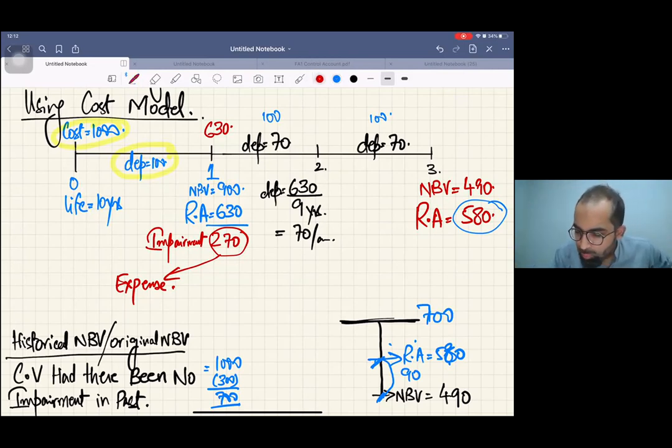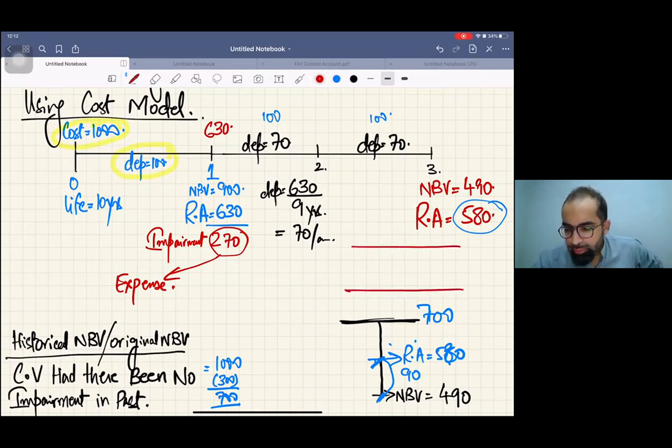And what will be the entry of this reversal? From 490 to 580, it's a 90 upward. So we'll make the entry: PPE debit 90 and P&L income credit 90. Now, a student may ask, sir, can't we book revaluation reserve? No. It's the cost model. You can't even think of revaluation reserve. Revaluation reserve is only booked in the revaluation model, not the cost model. So the entry is debit PPE and credit P&L.